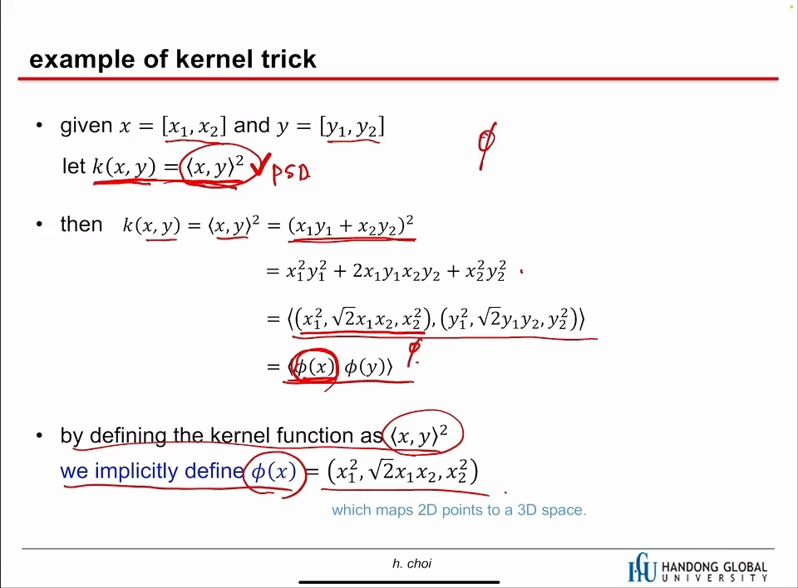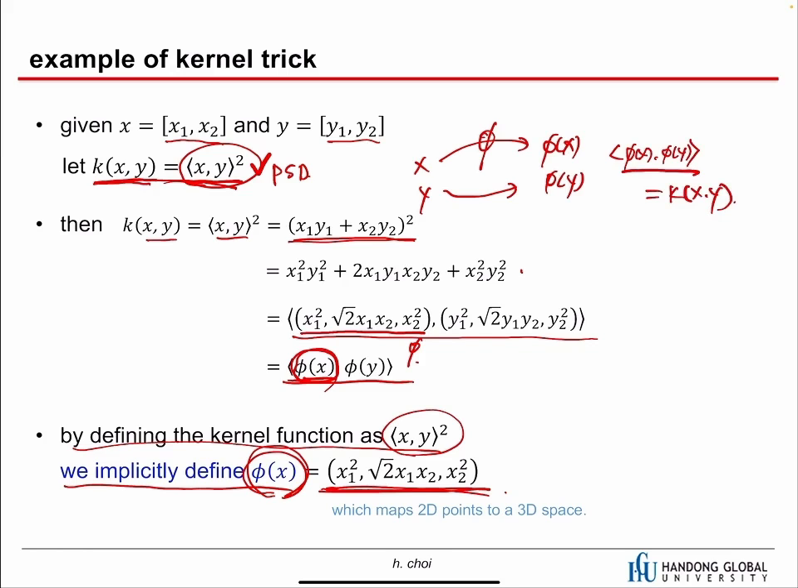If our function phi is defined by this, then we transform x and y. So we have phi of x and phi of y. And then we apply the inner product between phi of x and phi of y in this feature space. This is exactly the same as k of x and y. And in this case, function k will be the inner product of x and y, squared. I started from these functions, and then we can come up with this kernel function.